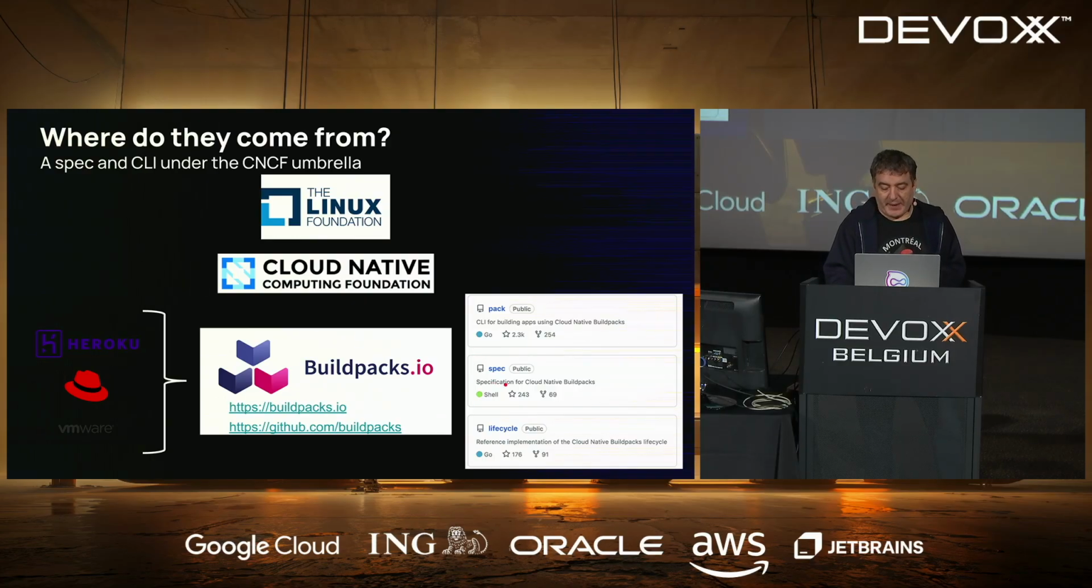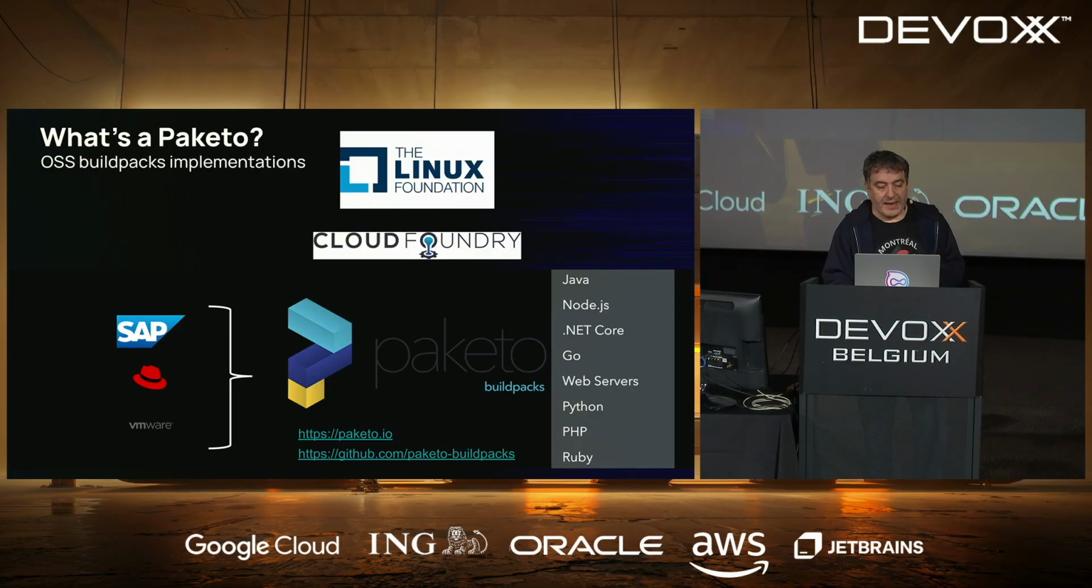They also maintain a spec, and also a Go executable that is named the lifecycle, and the lifecycle is basically the binary that knows what to do, that knows how to orchestrate the detection as well as the build phases. Okay, but all those things do not allow you to build Java projects, you might say. This is why there are implementations of this specification. The one that we're going to focus on from now on is the Paketo Buildpacks implementation.